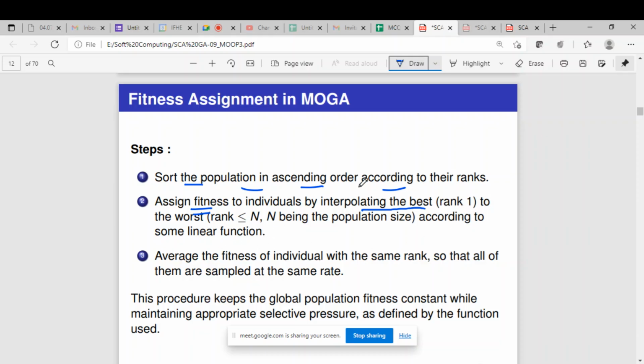We are going to make some interpolation between the best rank and the worst rank, and by that process we assign the fitness value, right? The best rank is 1 and the worst rank will be less than or equal to n, where n is the population size. We'll be using some linear function, and based on this linear function, this interpolation will be done. We interpolate the best rank with the worst rank, and the new fitness score will be evaluated.